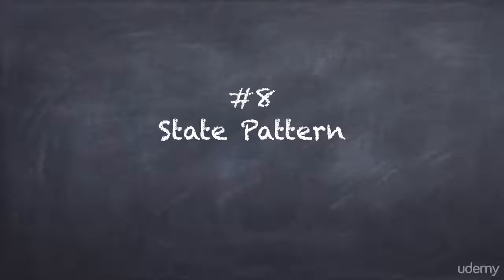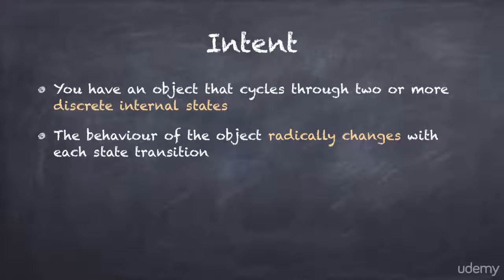I'll start with a quick summary of what we are trying to accomplish with this pattern. The state pattern is a good choice when you are trying to accomplish the following. You have an object that cycles through two or more discrete internal states. The behavior of the object radically changes with each state transition. Let's go through the points one by one.